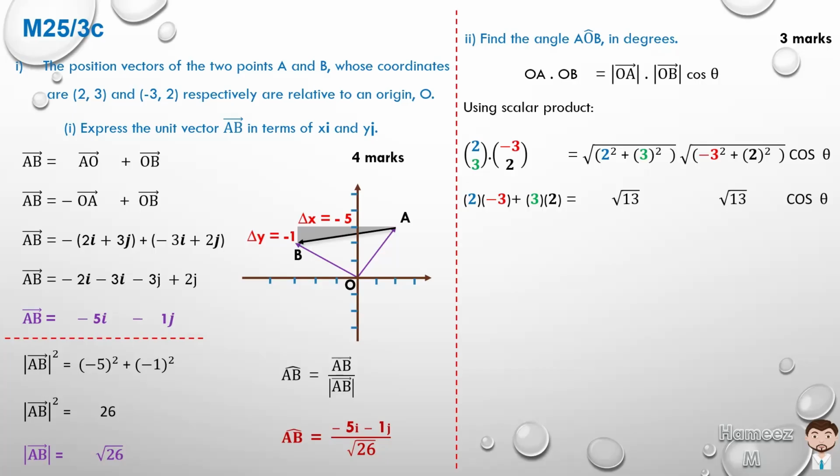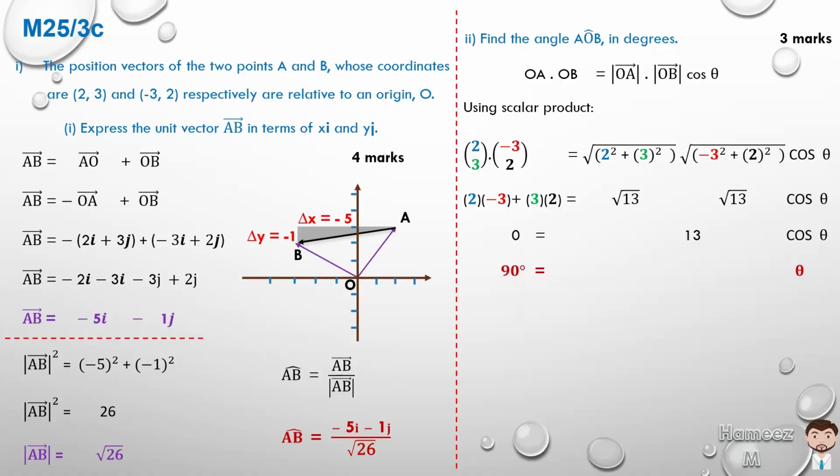2 times minus 3 is minus 6, plus 3 times 2 is 6. Minus 6 plus 6 is 0. 0 is equal to 13, root 13 times root 13 is 13, cos theta. So therefore 0 is equal to cos theta. The only way for 13 multiplied by cos theta to be 0 is if cos theta itself is 0. Which means that theta is 90 degrees.